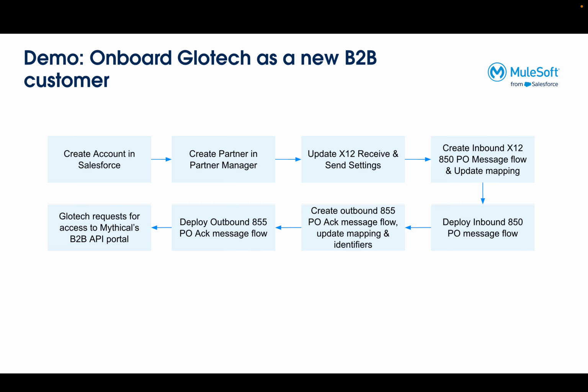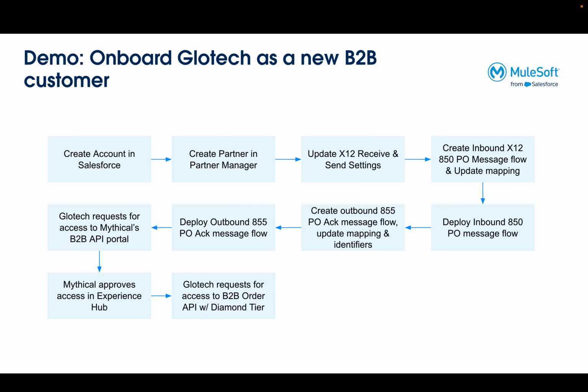The next step would be simulating how Glowtech can log into Mythical's B2B API portal to request access to it. So the first step is to sign up for an account in the API portal, which then goes through an approval process within Experience Hub. And once the approval is done in Experience Hub, the developers at Glowtech can now request access to specific API endpoints, and they're going to request access at a diamond tier. And that comes in as another approval request, which is approved from API Manager. And once that approval is complete, Glowtech is ready to start sending their orders to Mythical.